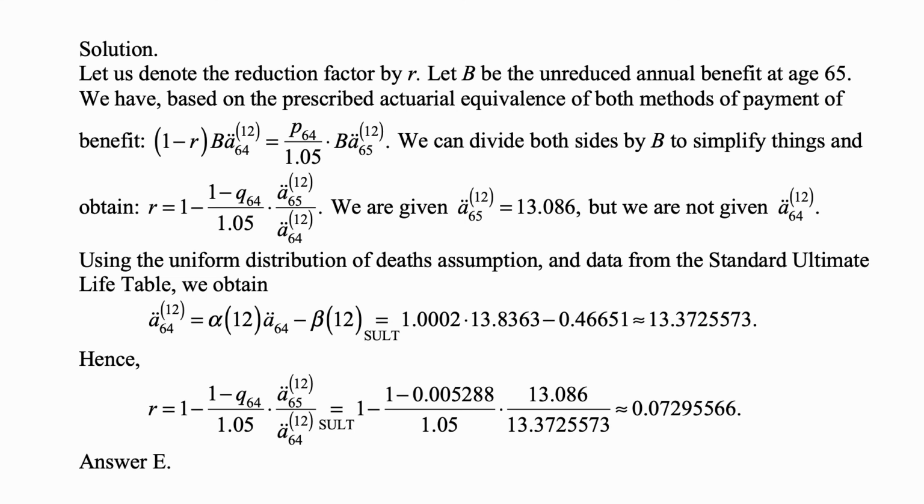Then R is equal to 1 minus (q_64 over 1.05) times ä_65^(12) over ä_64^(12). We look up q_64 in the table, and this becomes 1 minus (0.005288 over 1.05) times 13.086 over 13.372553. That's approximately 0.072955566. And that's answer E.